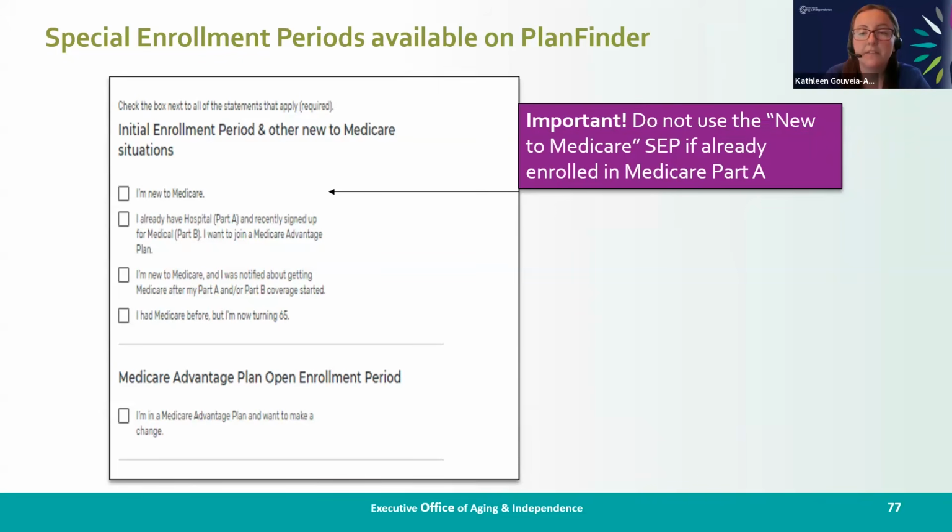Special enrollment periods are available on the Plan Finder. Important, do not use the new to Medicare special enrollment period if you are already enrolled in Medicare Part A. If the beneficiary has Medicare Part A and no longer has an employer group health plan, you will want to use the I left coverage from my employer or union, including COBRA, special enrollment period.